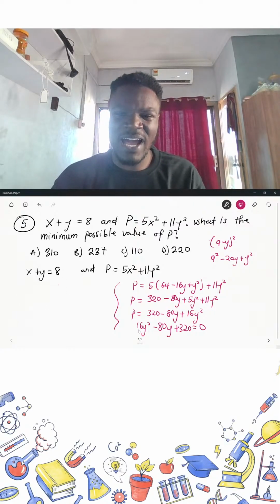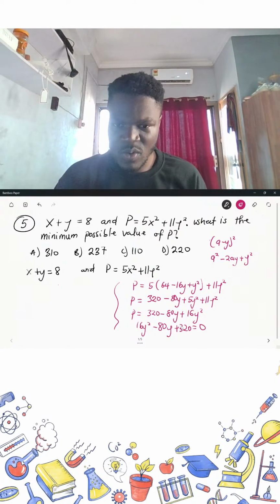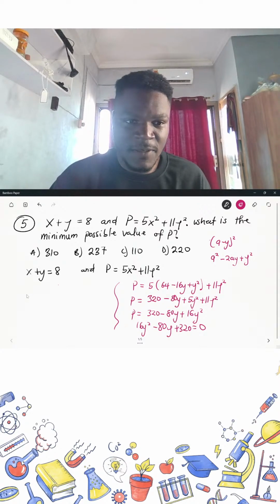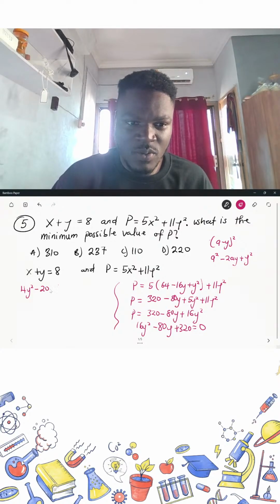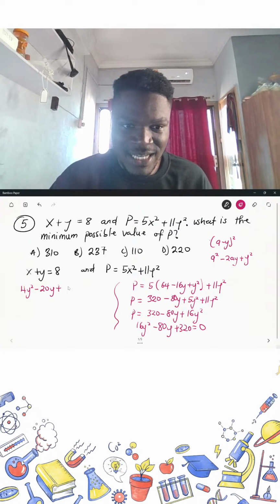So the first thing I'll do is that I can see 16, 80, 320. It's too big, so I will break it down. Let me see if 4 can go into all of them. Okay, so 4 can divide all of them. So 4 will go into 16 4 times, so we'll get 4y squared minus, 4 will go into 80 20 times, so we'll get 20y, and then plus, 4 going into 320 80 times, so 80, and this is equal to 0.